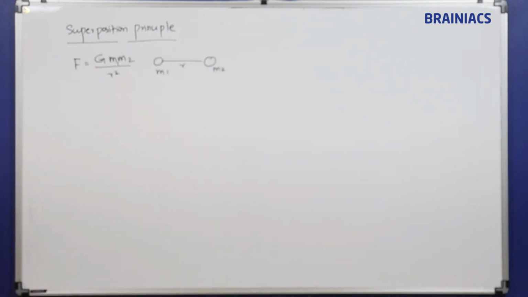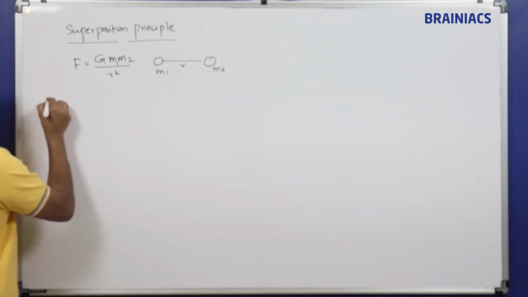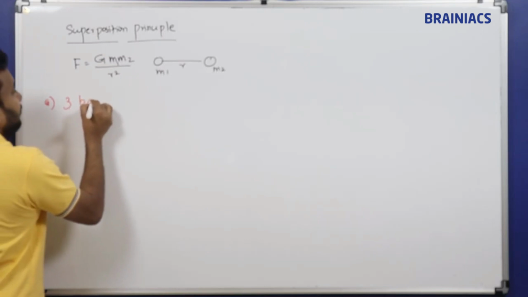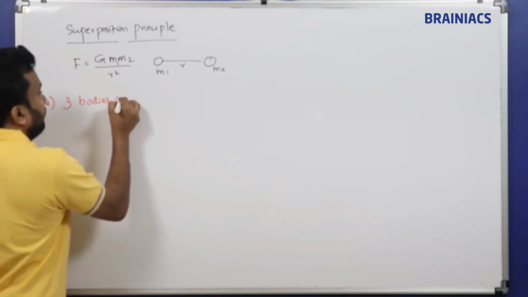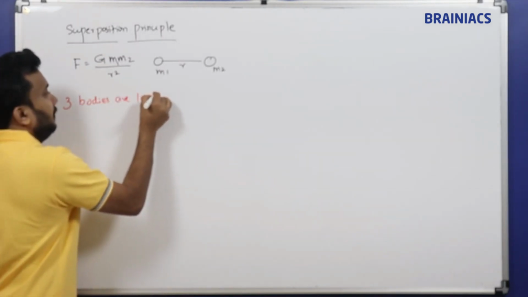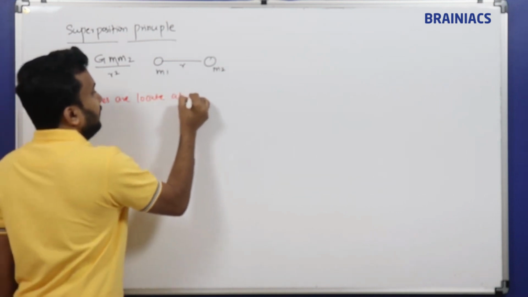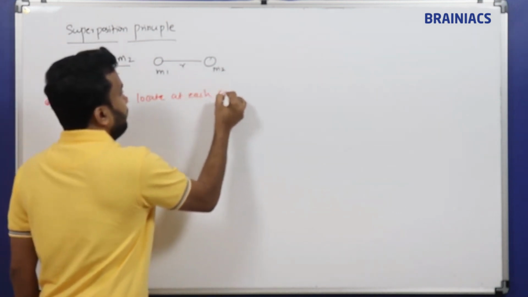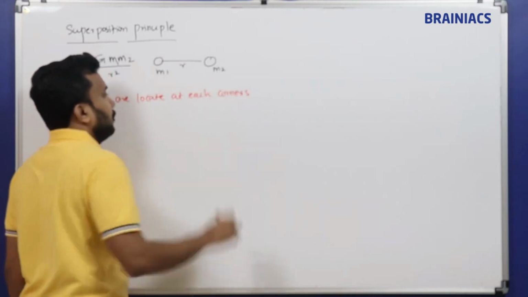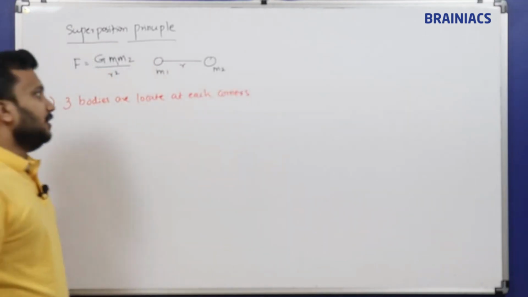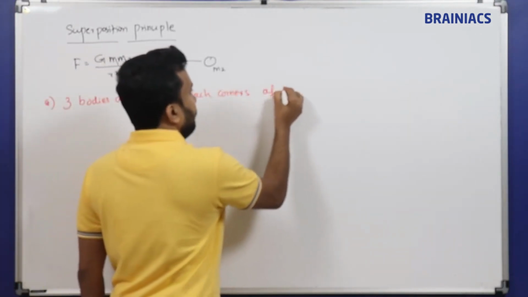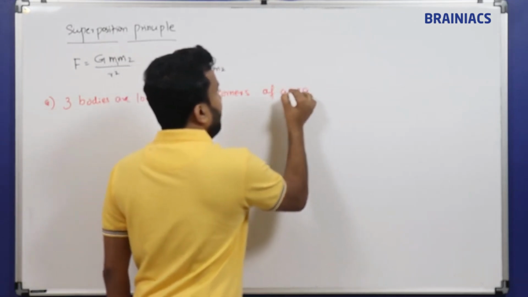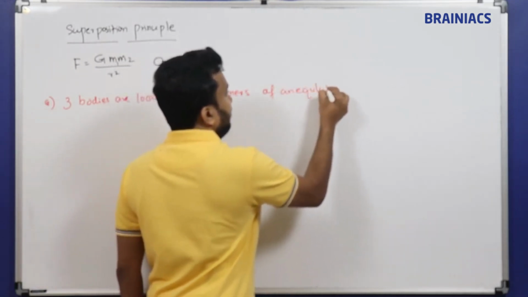So let me take a question here, and based on the question we will solve this one. The question is, three bodies are located at each corner. You have to write the question in your notebook. Three bodies are located at each corner of an equilateral triangle.